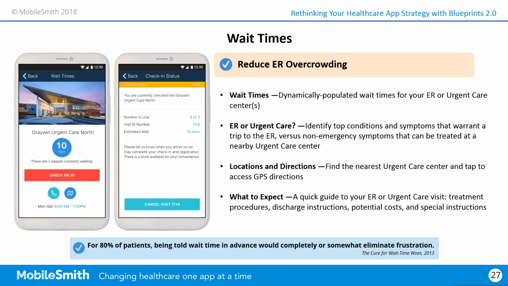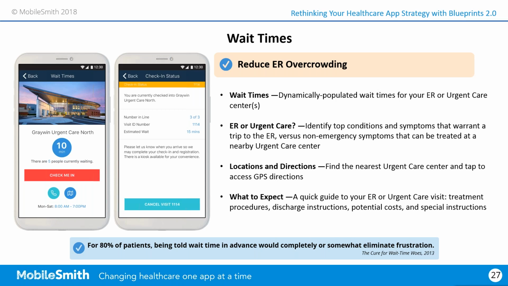Then finally, we'll talk about the wait time. For 80% of patients, being told the wait time in advance would completely or somewhat eliminate frustration. So what's the opposite of satisfaction? It's frustration. If you want to increase your satisfaction scores, your HCAHPS scores, you have to do that by eliminating frustration.